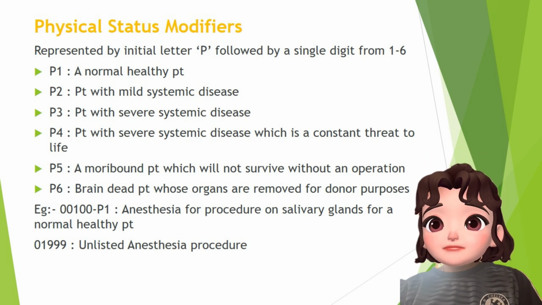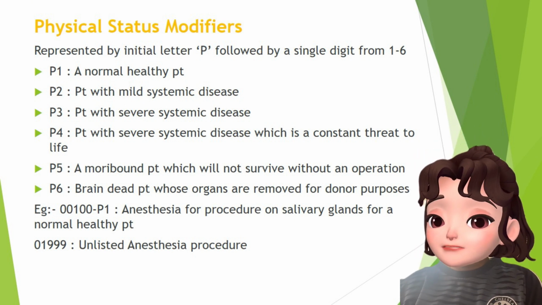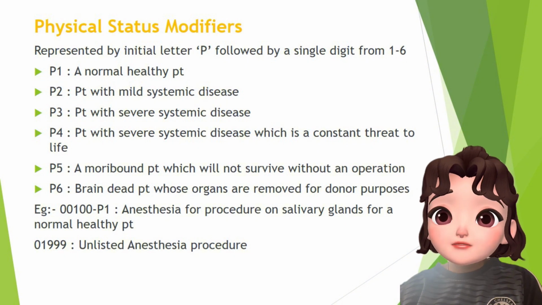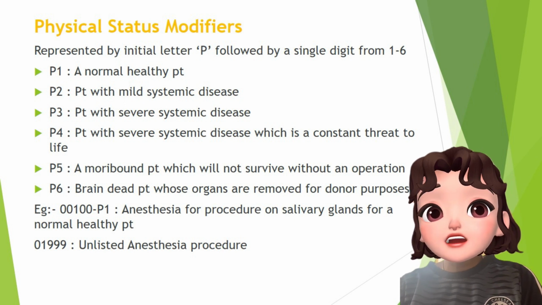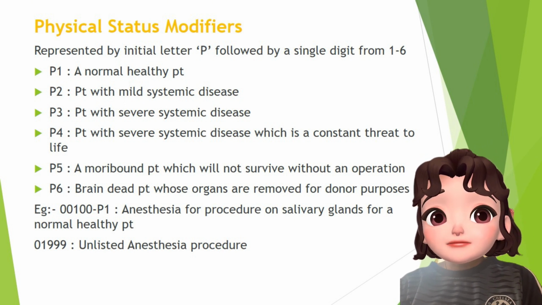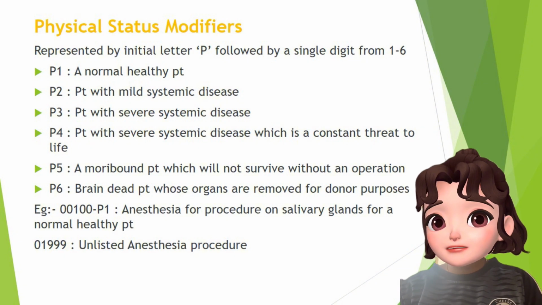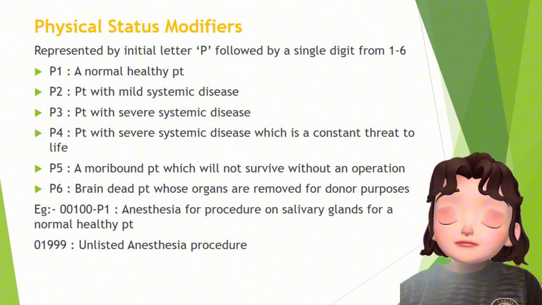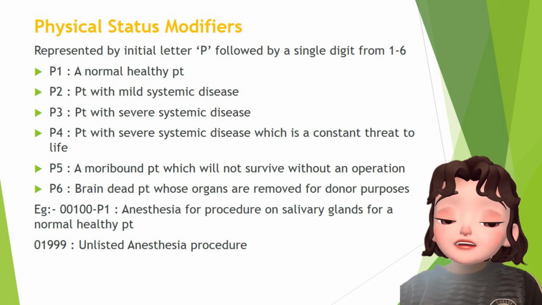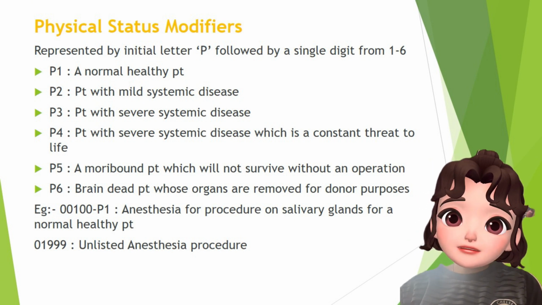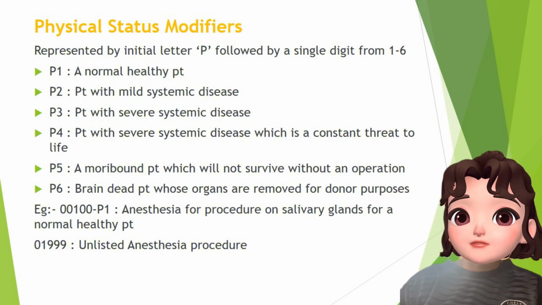We can go through an example. 00100-P1. If you check the CPT code book, 00100 represents anesthesia for procedures on salivary glands. Dash P1 represents it's for a normal healthy patient. So the question will be like this: code for anesthesia for a procedure on salivary glands for a normal healthy patient. If they particularly mention a healthy patient, a patient with mild systemic disease, or a patient with severe systemic disease, then we need to use the physical status modifiers along with the anesthesia code. Then 01999, as usual, represents an unlisted anesthesia procedure.